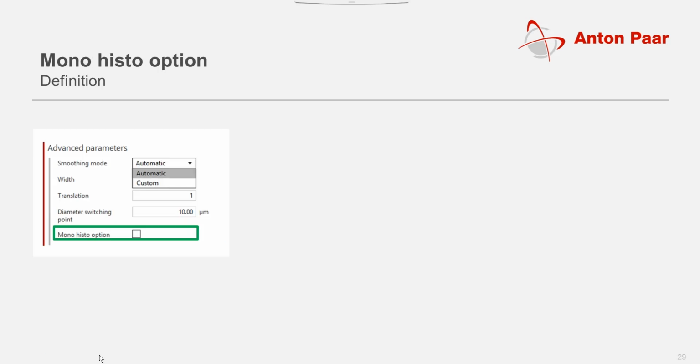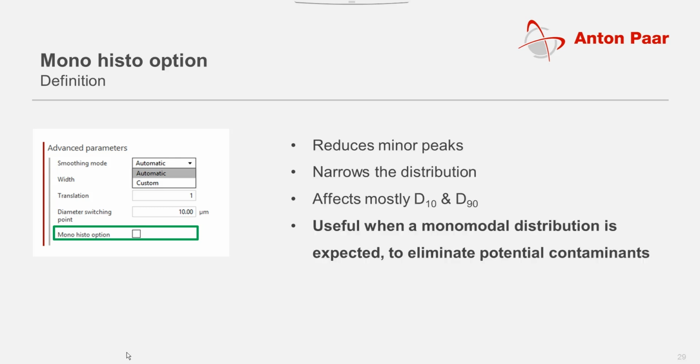Among the global parameters, you find the monohisto option. It reduces the minor peaks and narrows the distribution. The D10 and D90 are mostly affected. It's useful when you are sure that the particle size distribution should be monodispersed, because this function will eliminate any potential contaminants.